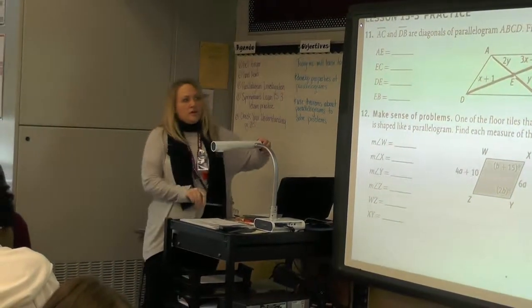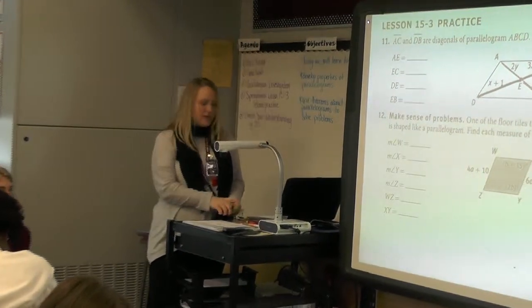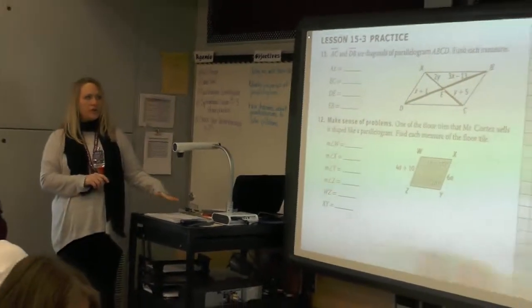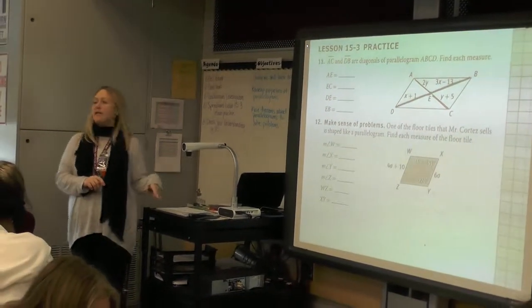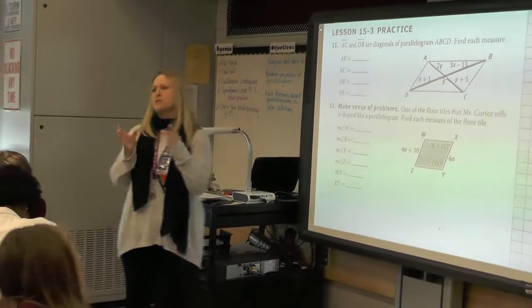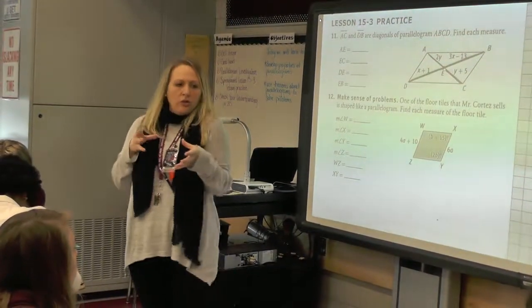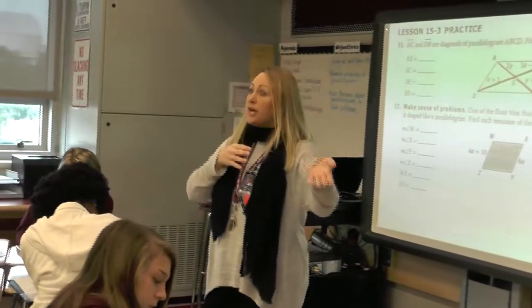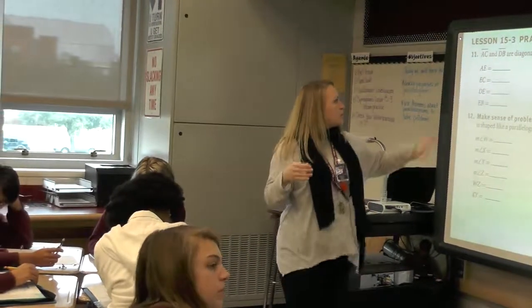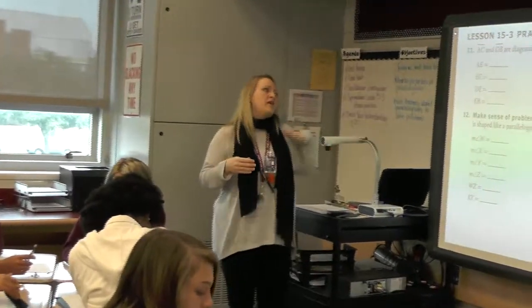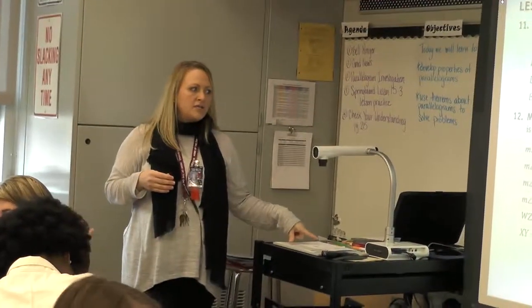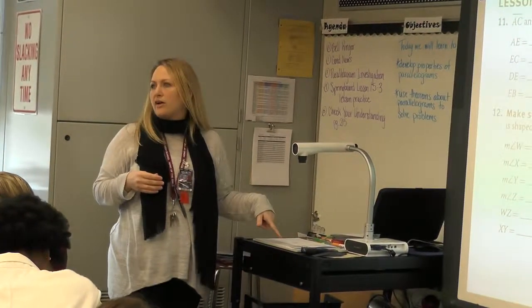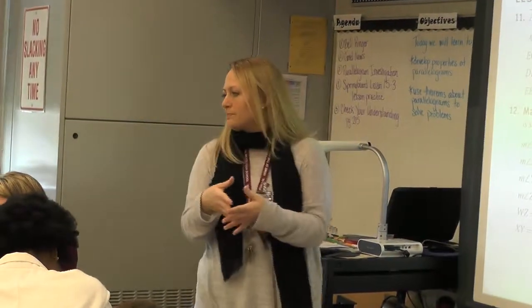Okay. The second picture for number 12 is giving you, you're going to make sense of some of these problems. It's giving you a floor tile that Mr. Cortez is selling. You remember he's got all those different quadrilateral tiles, and he needs to know which ones are which shapes so he can sell them correctly. So one is shaped like a parallelogram. They want you to find the measures of all of these angles, and then these side lengths of this tile. So with your group, you're going to use those properties that we just came up with today.